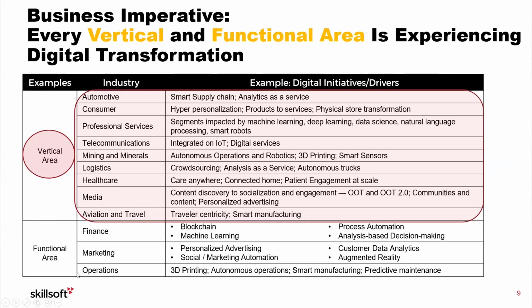Within each of the verticals, the finance organization is being impacted by things like blockchain or machine learning. Marketing is really being impacted by social and marketing automation, digital marketing, social media in particular. Operations, 3D printing, obviously. Sales, which is not on here, but sales is being impacted. Call centers are being impacted by artificial intelligence. So there isn't a single part of any organization that isn't being touched by some of the disruptive technologies.